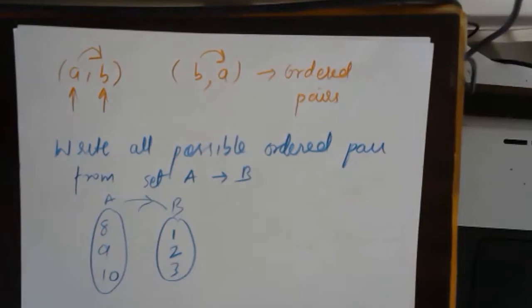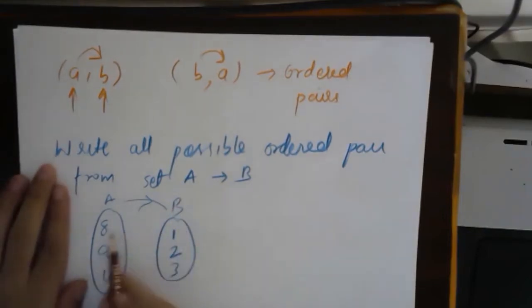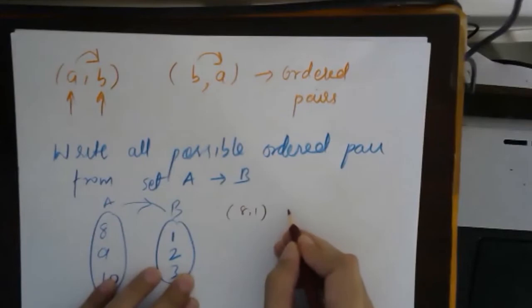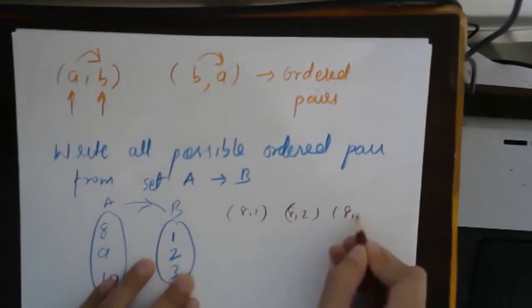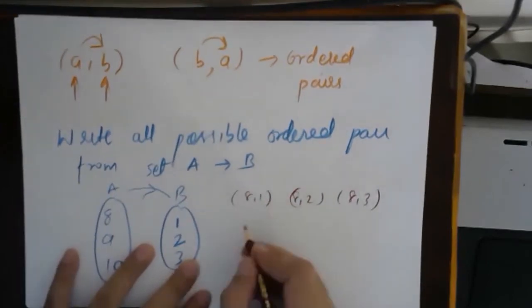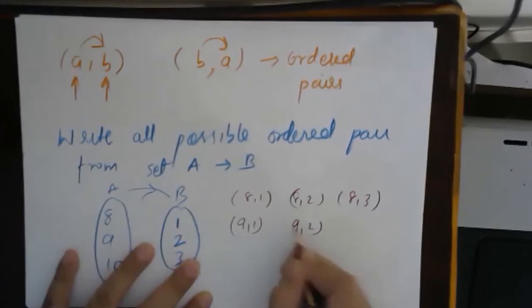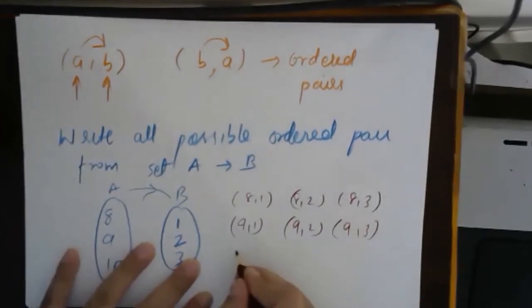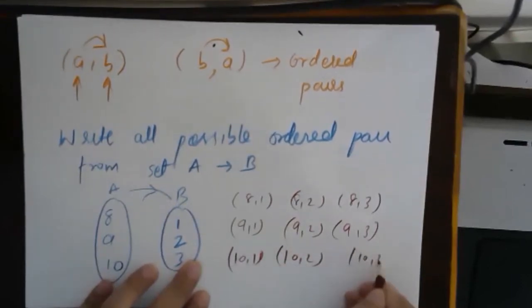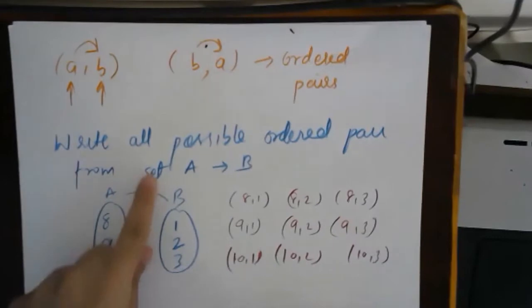Yes. So some of you are writing the correct answer. Suppose sir has asked me to write all the ordered pairs. What I will do is start linking the elements of A to the elements of B. So the first will be 8, 1, second will be 8, 2, third will be 8, 3. The method of writing is very important. Now 9, 1, 9, 2, 9, 3. 10, 1, 10, 2, and 10, 3. Fine. So this will be the answer.